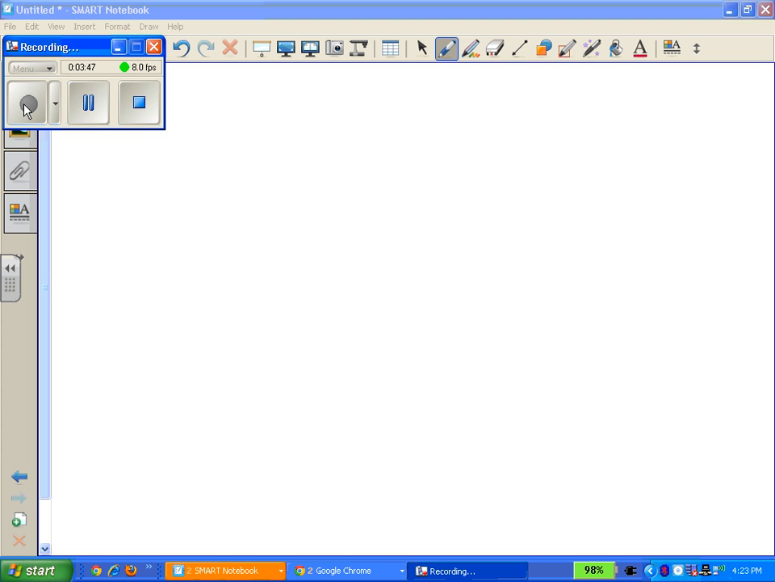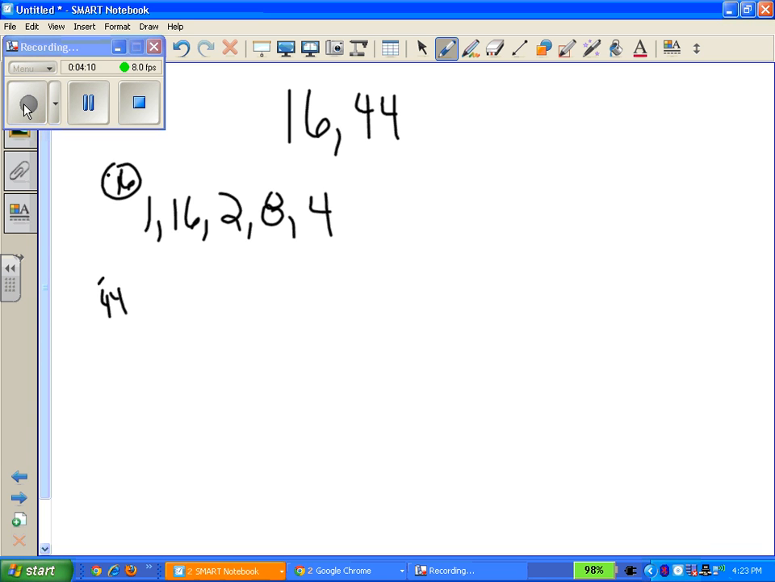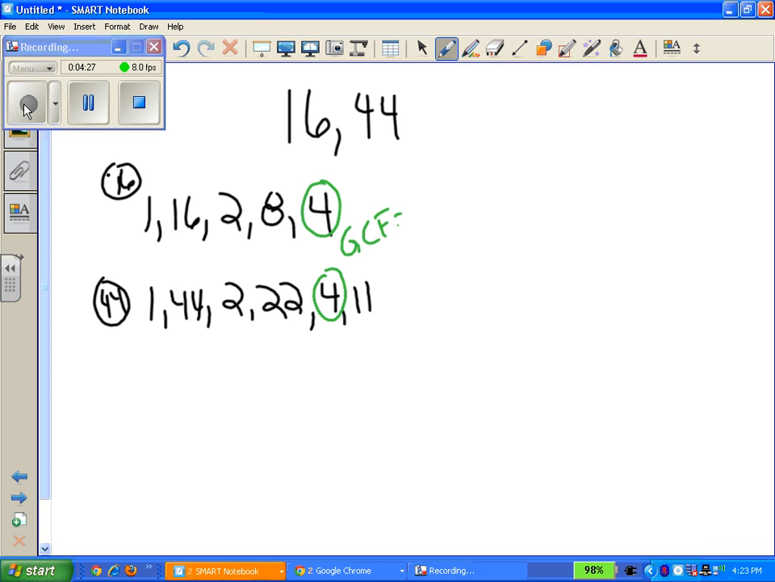Number 3 on your paper, you have the pair of numbers 16 and 44. The first way that we are going to find the greatest common factor is by listing the factors of 16. That would be 1 times 16, 2 times 8, and 4 times 4. I only need to put the 4 there once. And the factors of 44 would be 1 times 44, 2 times 22, and 4 times 11. And the greatest common factor that they have in common happens to be 4. So the GCF equals 4.